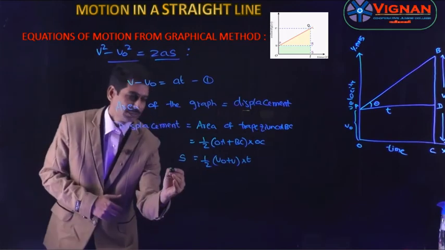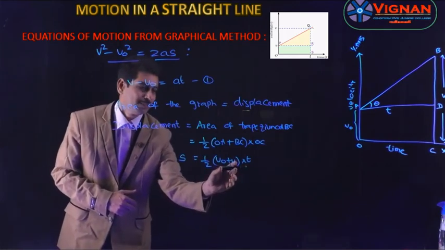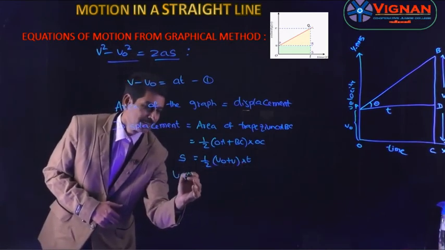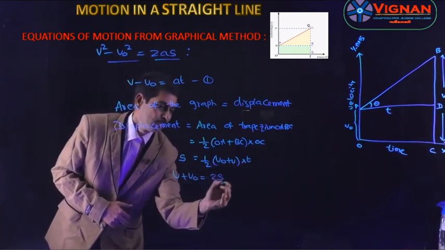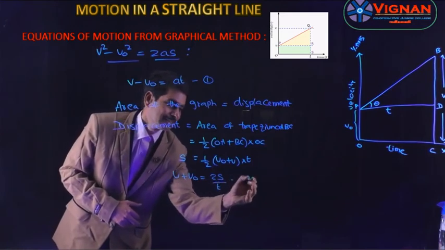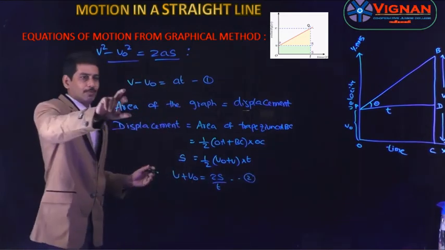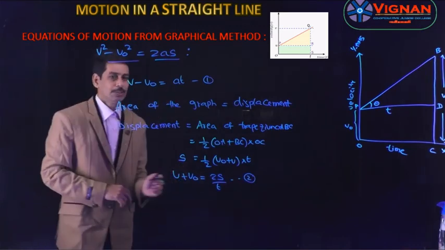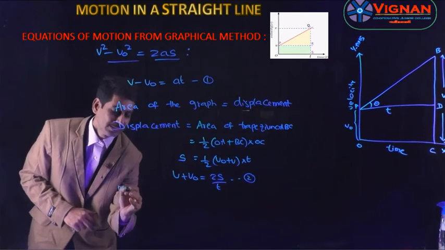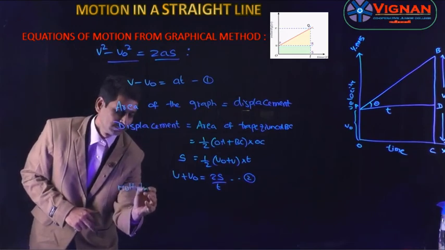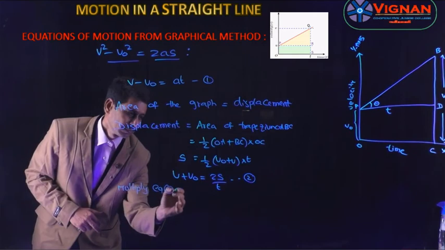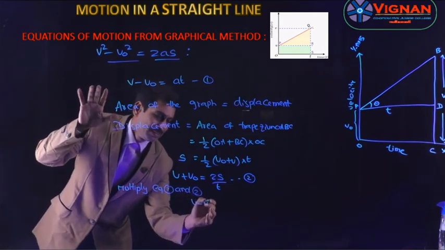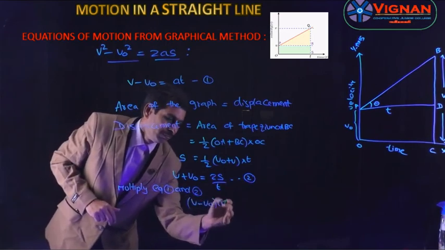From this equation we only want V plus V0. So we bring the 2 and T to this side, then V plus V0 is equal to 2S by T. Let us consider this as equation 2. So we have V minus V0 is equal to AT, equation 1, and V plus V0 is equal to 2S by T. Now we multiply equations 1 and 2.